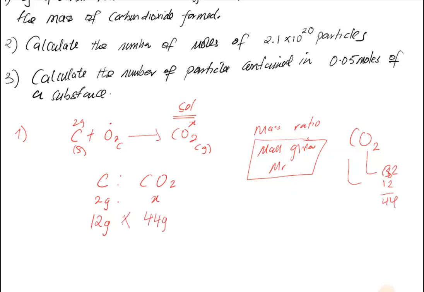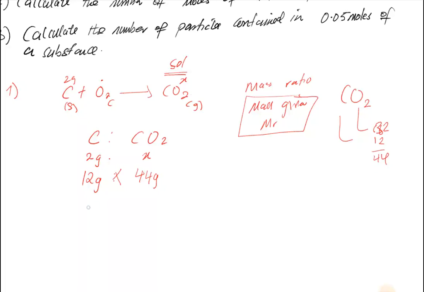Then we cross multiply. Crossing multiply gives us 12x is equal to 2 multiplied by 44, over 12 and over 12. So the mass of carbon dioxide is 2 times 44, divided by 12. And I'm getting 7.3. We can just leave it to 1 decimal place, grams, like that.